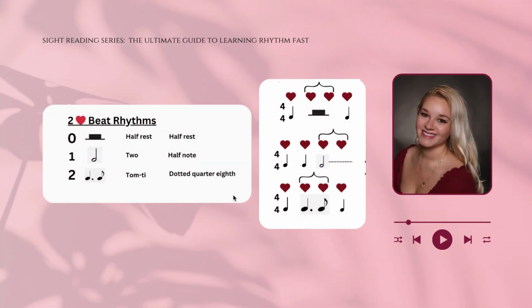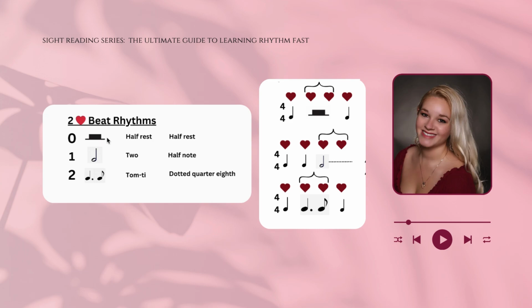For our 2 beat rhythms, right here in our first row, we've got this thing that looks like a hat. And I'm sure you've heard this from many teachers, but the nickname that I think makes sense is half rest, and then the textbook name is also half rest. It has 0 sounds, so when you see the thing that looks like a hat, think of that ha sound, H-A, and that will help you remember that this is a half rest.